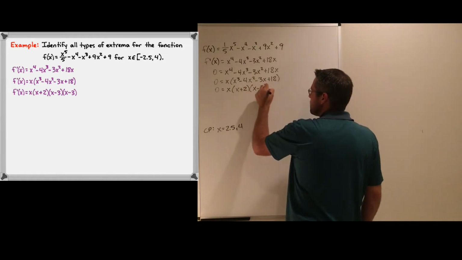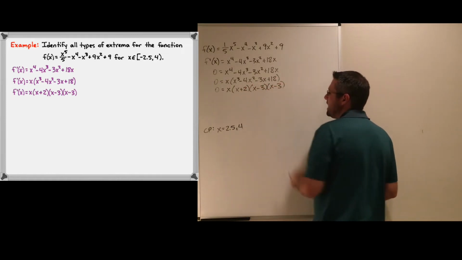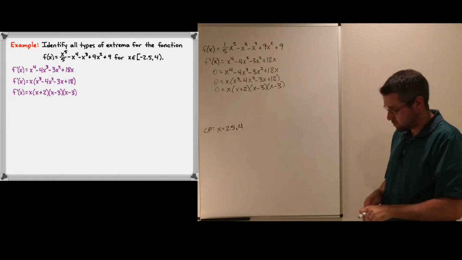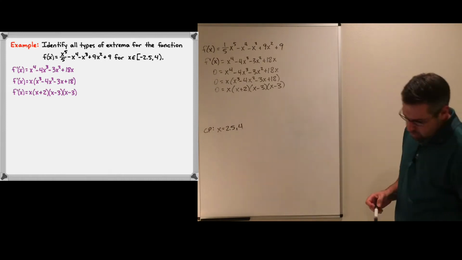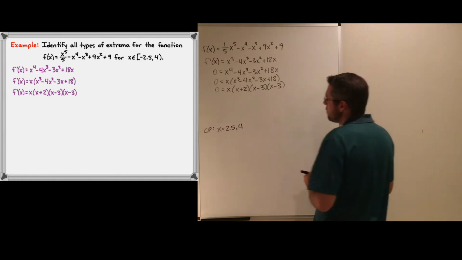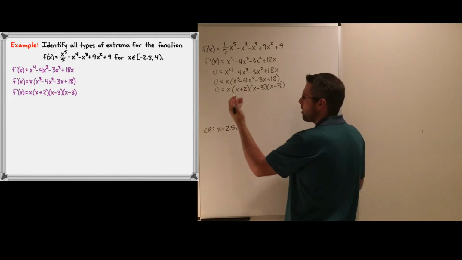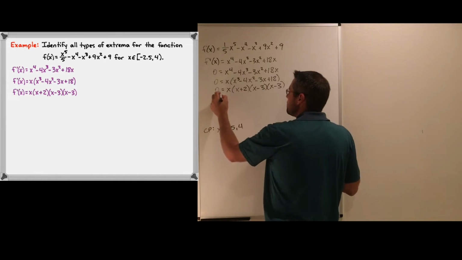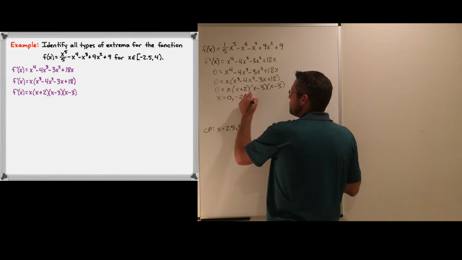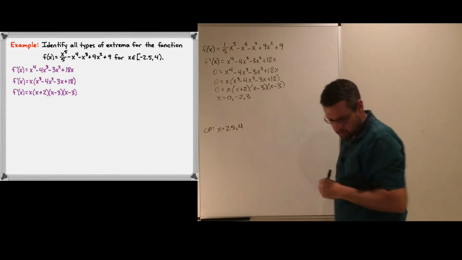So the factors are x, x plus 2, x minus 3, and x minus 3. Okay, so now we need to solve this. Well, we're going to use the zero product property from Algebra 1 here. And the solutions for when the derivative is equal to 0 is when x equals 0, when x equals negative 2, when x equals 3, and then when x equals 3 again there.